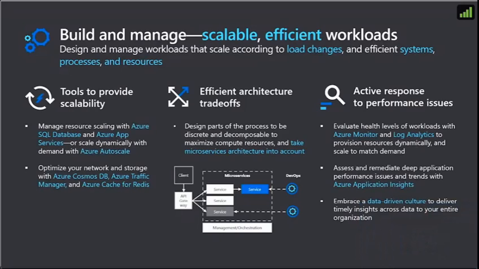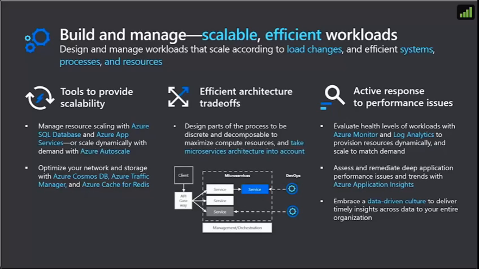Looking at the tools to provide scalability, you want to manage your resource scaling with Azure SQL Database and Azure App Services, or scale dynamically with demand with Azure Autoscale. You can also optimize your network and storage with Azure Cosmos DB, Azure Traffic Manager, and Azure Cache for Redis for storing state.